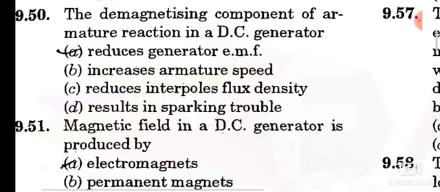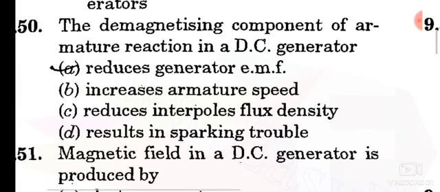Question number 50. The demagnetizing component of armature reaction in a DC generator, option A is the correct answer, reduces generator EMF. So, the demagnetizing component reduces generator EMF.